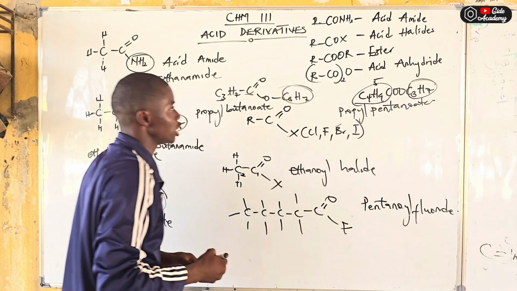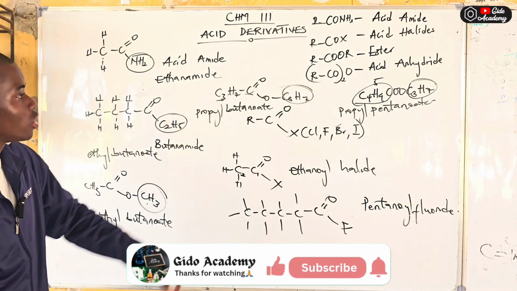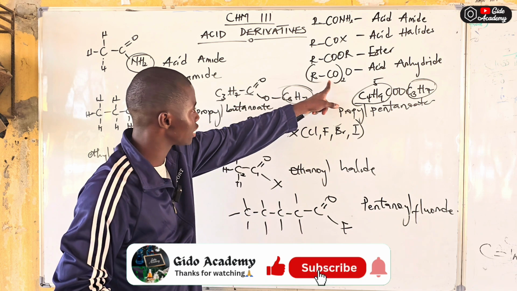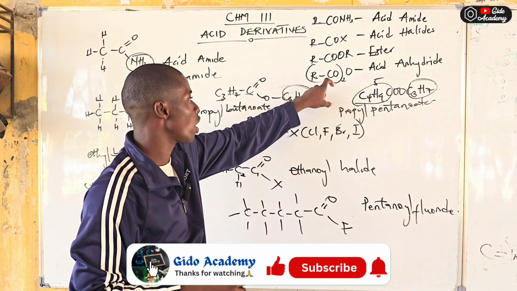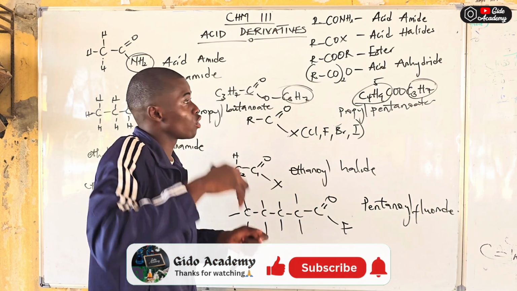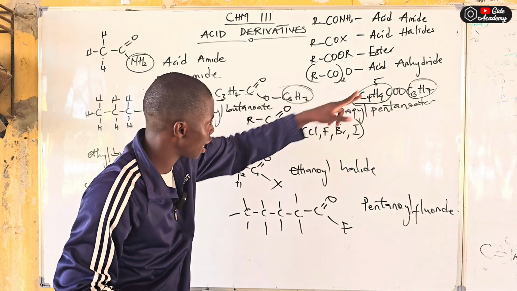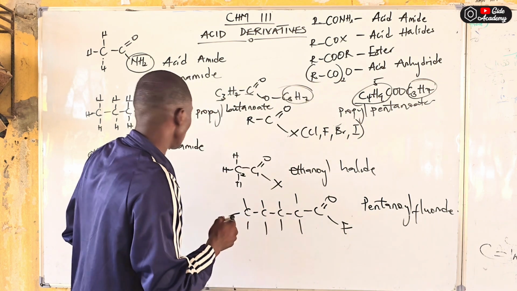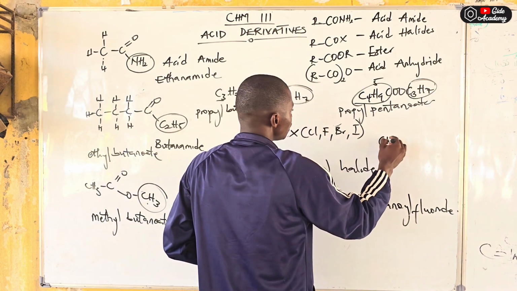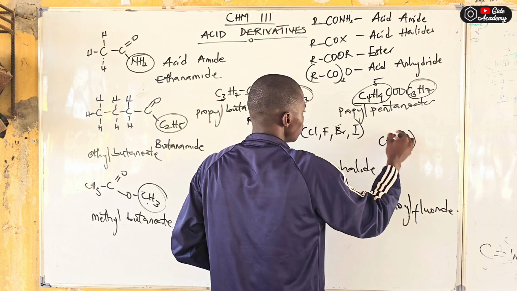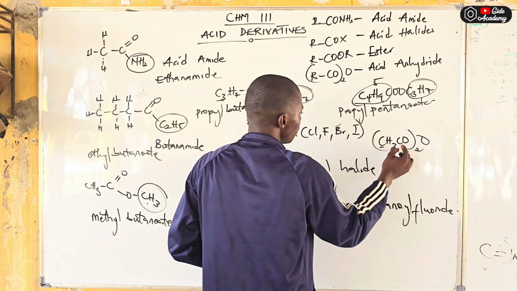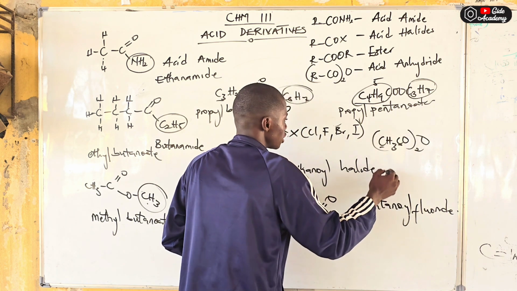So this is what you are expected to know. But in this case, this is called acid anhydride. When water is removed from an acid, the product that is formed is called what? Acid anhydride. Let me show you something real quick. If you now have something like CH3CO here and here is O, how many carbon atoms do you see here? 2. So 2 carbon atoms is now called what?